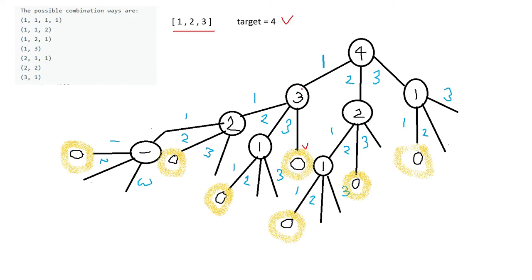As we are progressing in a DFS manner, first we start from here, then go here, then from here the same thing applies, then go here, and then we come here, right? So here we got one result, and what is the result? It is 1 plus 1 plus 1 plus 1, which makes 4. So the first combination we got.